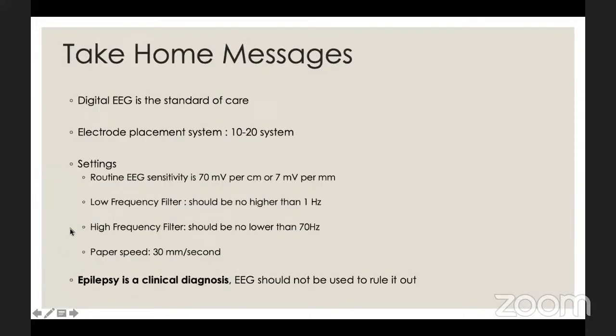So what are the take-home messages? Digital EEG is the standard of care. The electrode placement system is known as the 10-20 system. The routine setting that you should look at is the sensitivity, which is 7 microvolt per millimeter. The low frequency filter should be no higher than 1 hertz. High frequency filter no lower than 70 hertz. The paper speed should be 30 millimeters per second. And knowing at this point that epilepsy is a clinical diagnosis, EEG should not be done to rule it out.